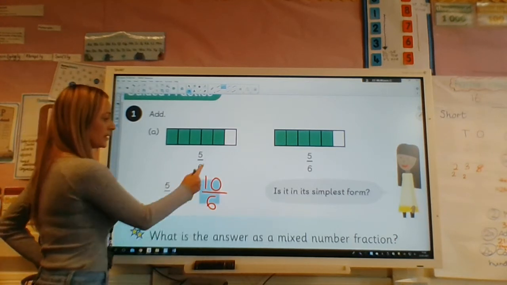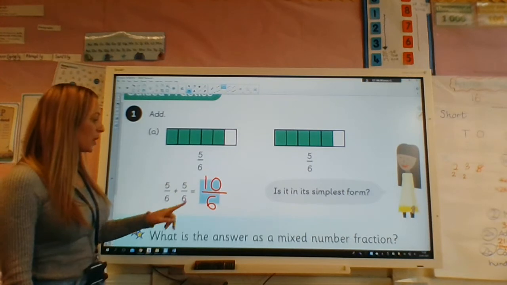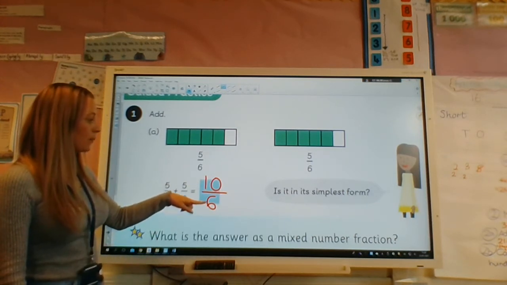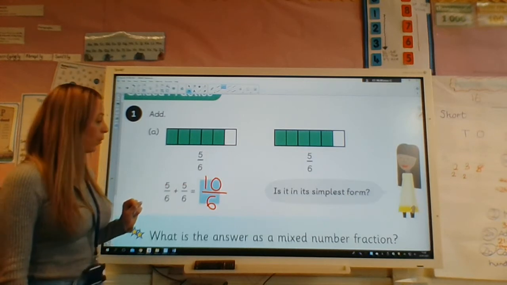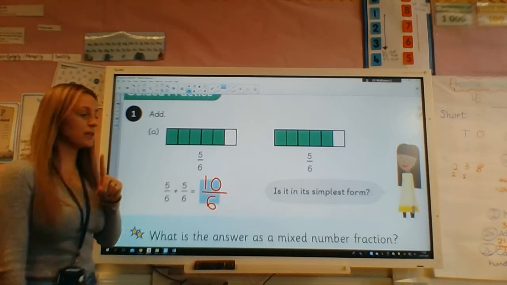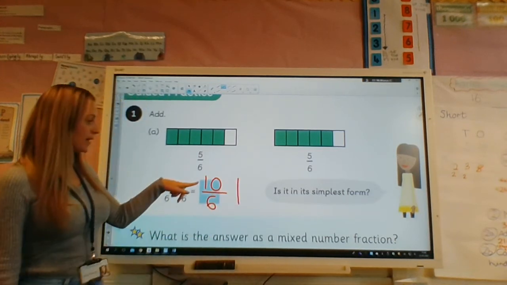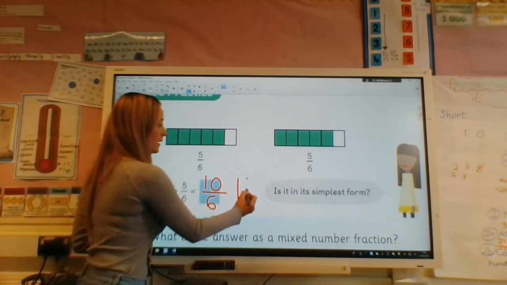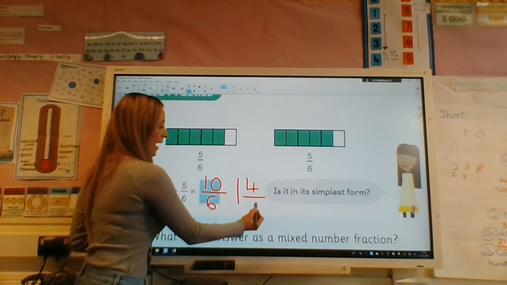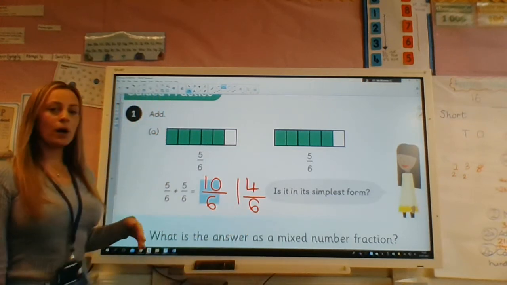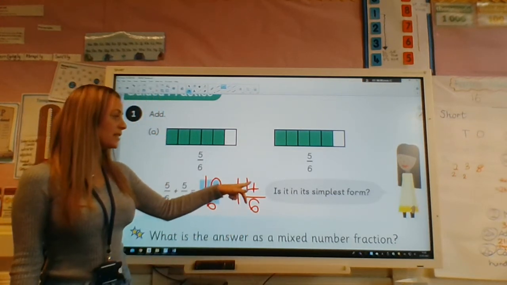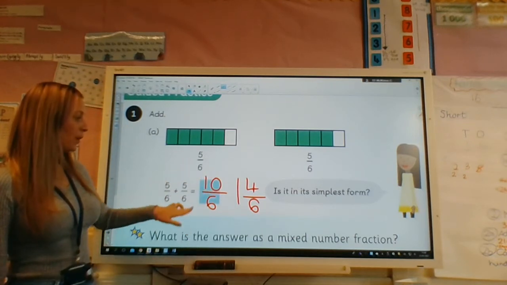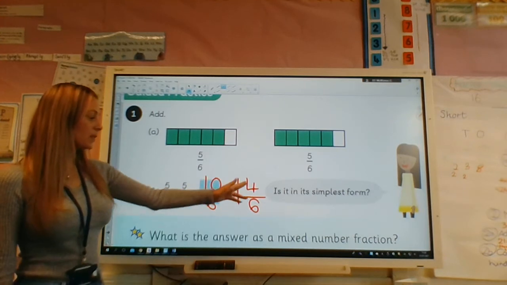Now we're going to convert this into a mixed number fraction. For there to be a whole number here, because this denominator is 6, we'd need 6 from the numerator to make one whole. How many 6's go into 10? That's 1. If we're at 6 and we need to get to 10, that leaves 4 parts left over, and the denominator stays as 6. We can't make another whole because we'd need another 6 parts. So we've added the fraction, got an improper fraction, and created a mixed number fraction.